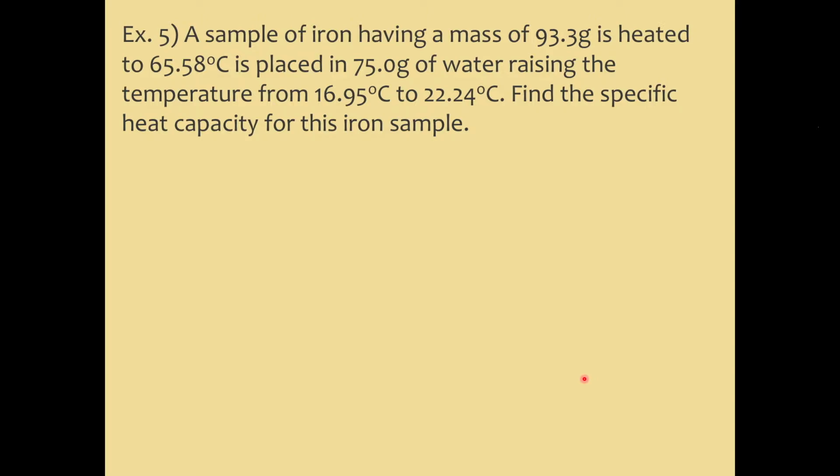So if we think about it, a sample of iron having a mass of 93.3 grams is heated to 65.68 degrees Celsius. It's placed into 75 grams of water, raising the temperature from 16.95 degrees Celsius to 22.24 degrees Celsius. Find the specific heat capacity for this iron sample. Now, this is just like what we're doing in our lab. You're collecting all this type of data, and you have to make sure you also pick up other data that is implied.